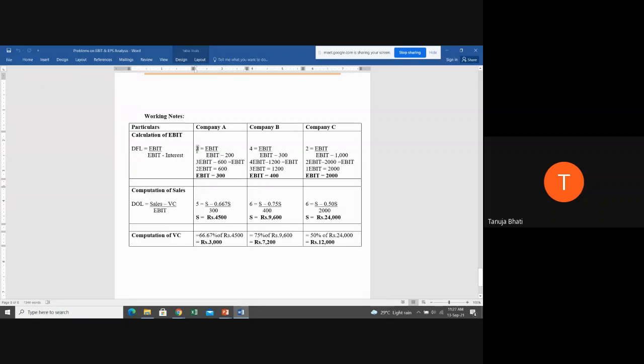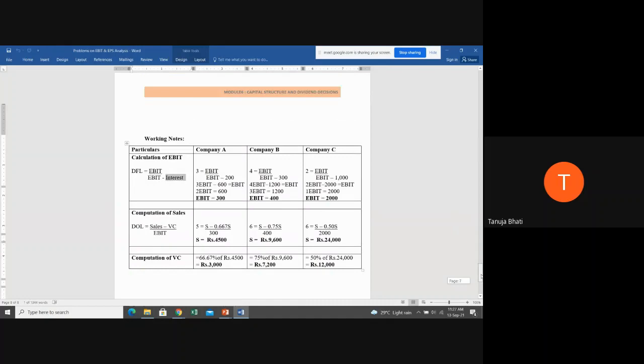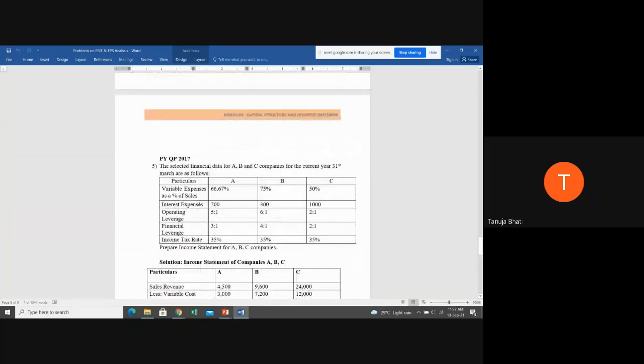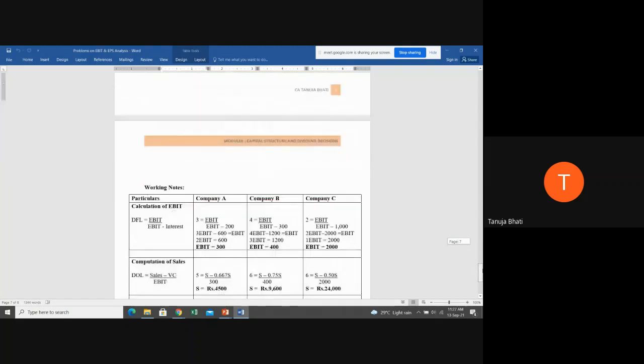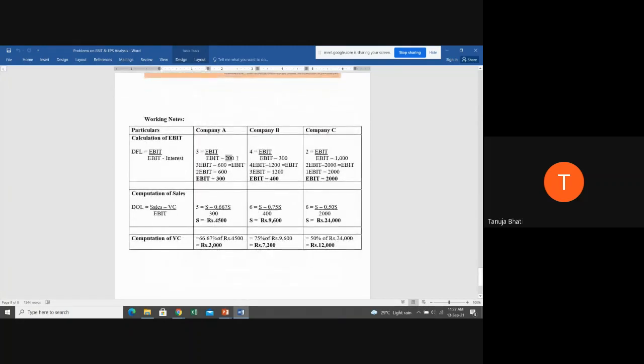So we know degree of financial leverage for company A is 3. EBIT is unknown, we do not know EBIT, but we know interest cost. Interest cost is given here as 200 rupees in the problem. This is the problem. The interest expense for A is given as 200 rupees. So we have written minus 200. Now just solve this particular equation.